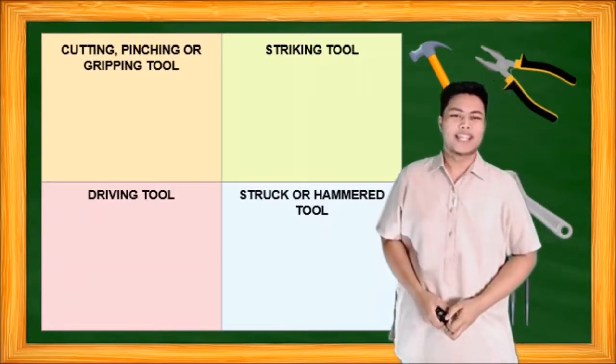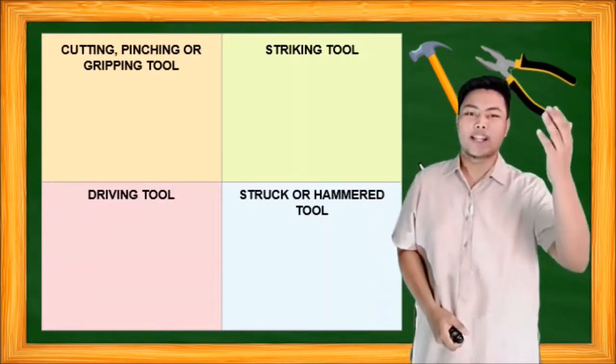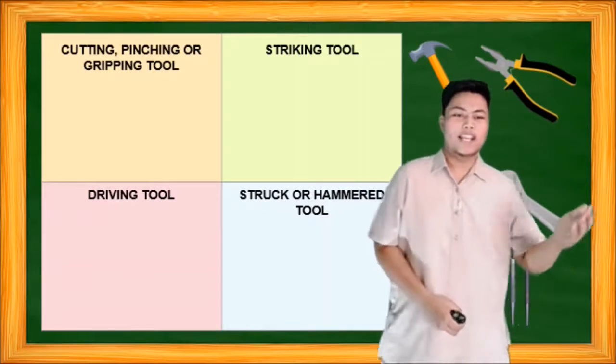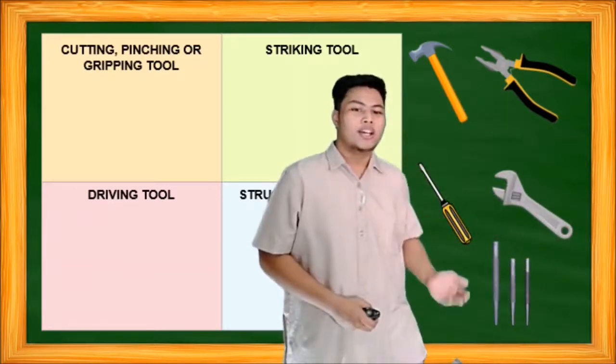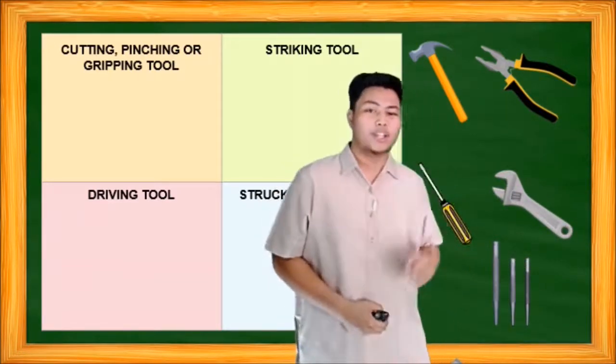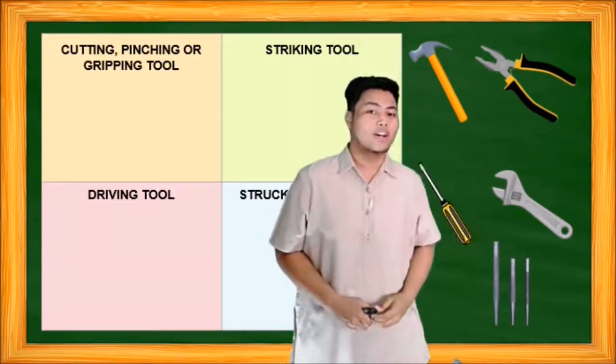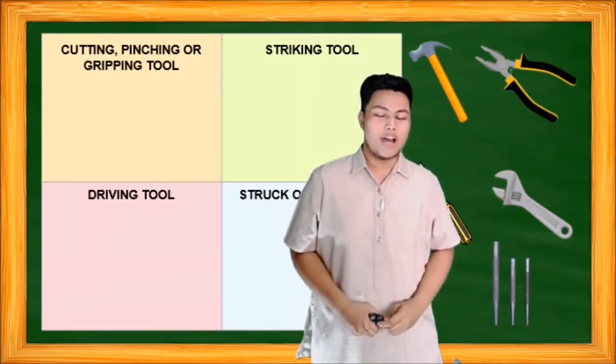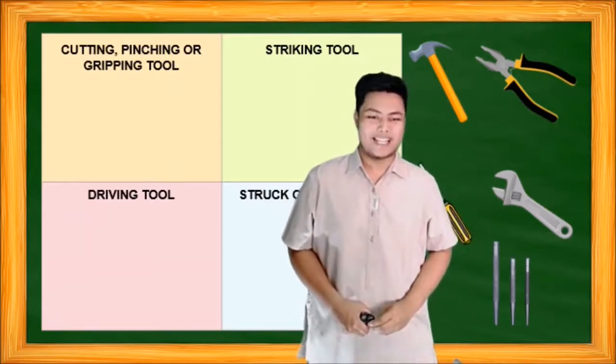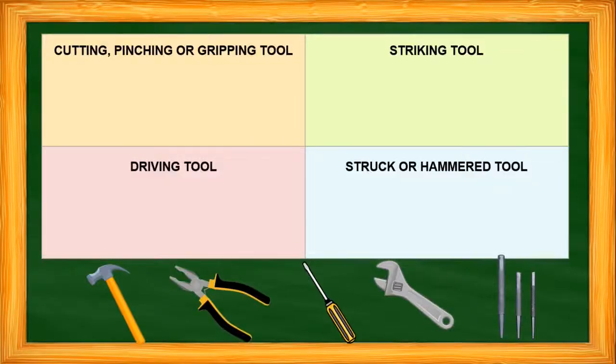So for today's activity, you are tasked to identify or classify these following tools, whether it belongs to cutting, pinching or gripping, striking, driving, or struck or hammer tool. So you have enough time to complete this activity. So we have here the 4 classifications of hand tools: the cutting, pinching, or gripping tool, the striking tool, the driving tool, and the struck or hammer tool.